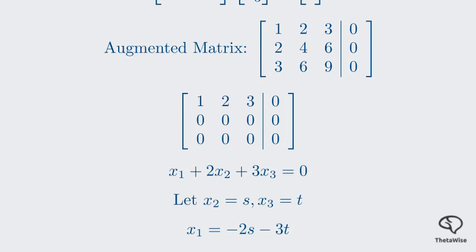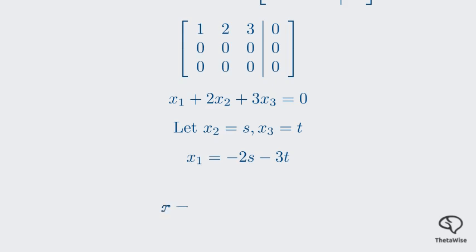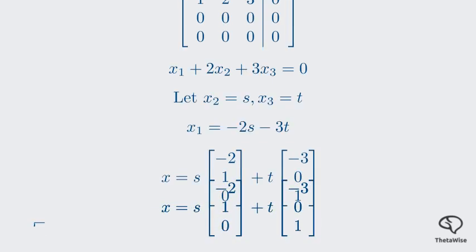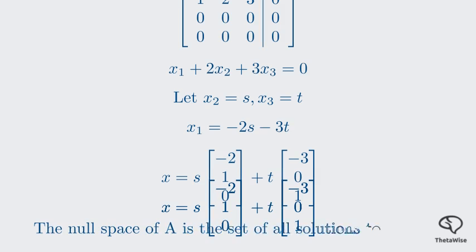The general solution vector x can be written as a linear combination of 2 vectors. x equals s times the vector (-2, 1, 0) plus t times the vector (-3, 0, 1). These 2 vectors, (-2, 1, 0) and (-3, 0, 1), are called basis vectors for the null space of A. The null space is the set of all solutions to Ax equals 0.